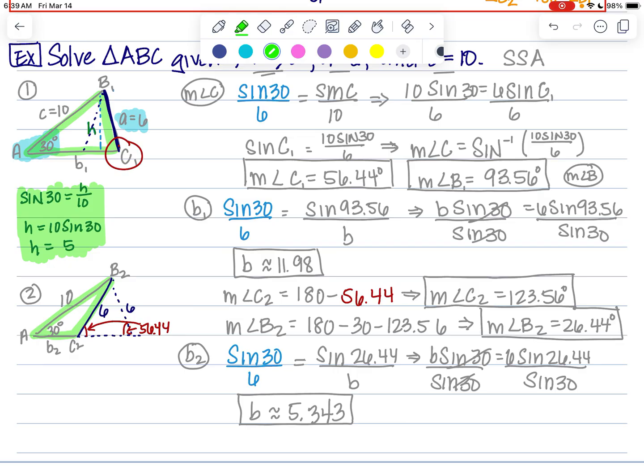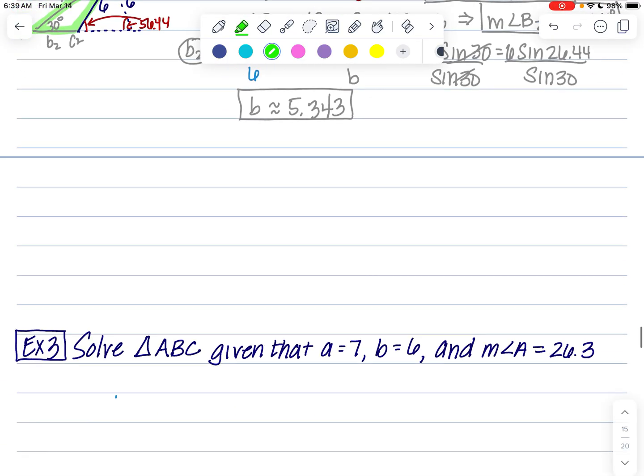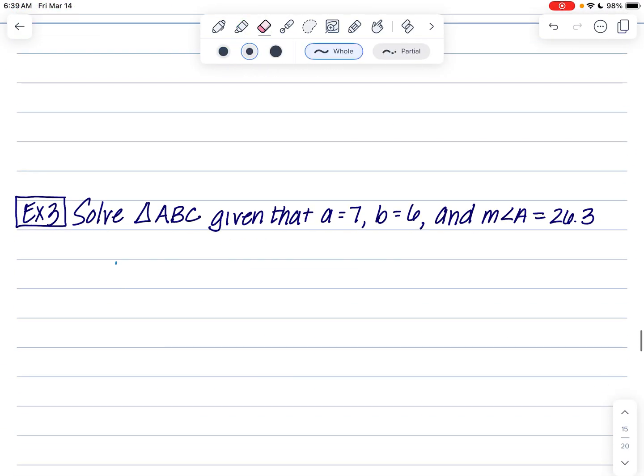I wanted to give you one that was definitely an ambiguous case before we do other ones where we're going to test to see what we have to do. Okay, so there it is. There's when you have an ambiguous case. All right, so the next one.